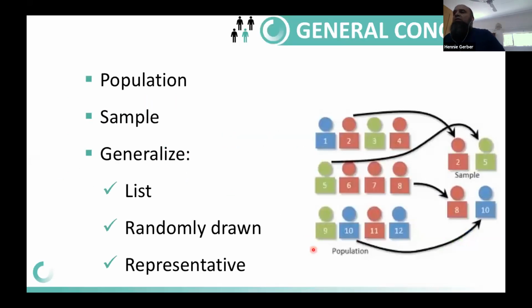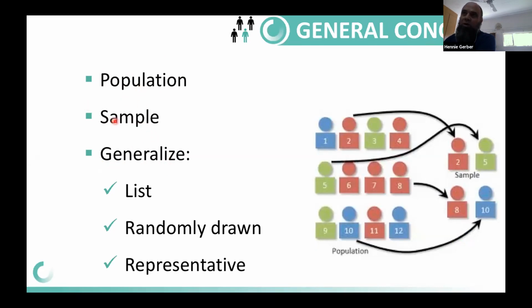Let us look at general concepts. So what is this population here? This is your target population that you decide on. What must be your population? It's important to define it as clearly as possible if you want to generalize. Now, in a lot of cases, people are not able to generalize.